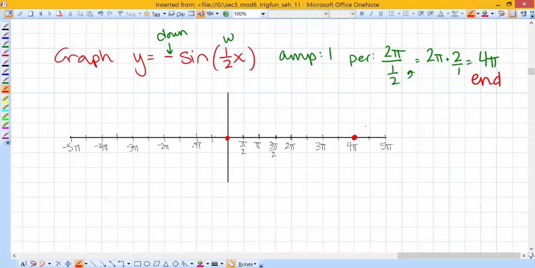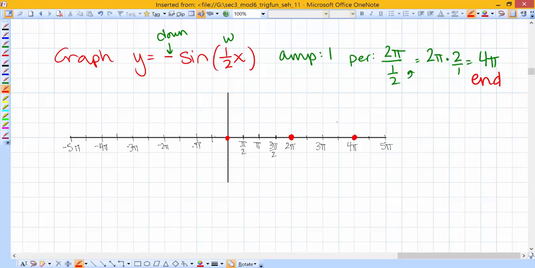So what is halfway through this circle? All the way around is going to be 4 pi. Half of 4 pi is 2 pi. So I have my beginning, my middle of the circle, and the end of the circle. Now I need to graph the amplitude.